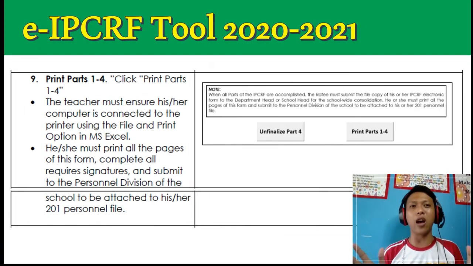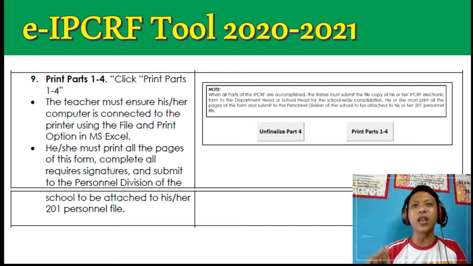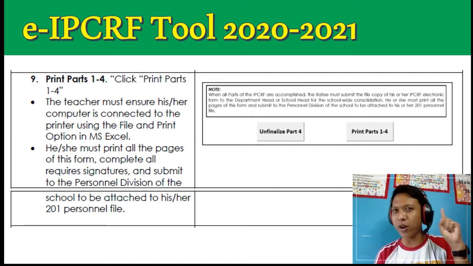Then let's have the step 9, which is the print parts 1 to 4. Kasi lahat natapos na, part 1 to 4, then it's time for us to print the form. Print parts 1 to 4. You have to click that, and then the teacher must ensure his or her computer is connected to the printer using the file and print option in MS Excel. He or she must print all the pages of this form, complete all required signatures, and submit to the personnel division of the school to be attached to his or her 201 personnel file. So kung lahat na natapos na lahat, then you can print that.